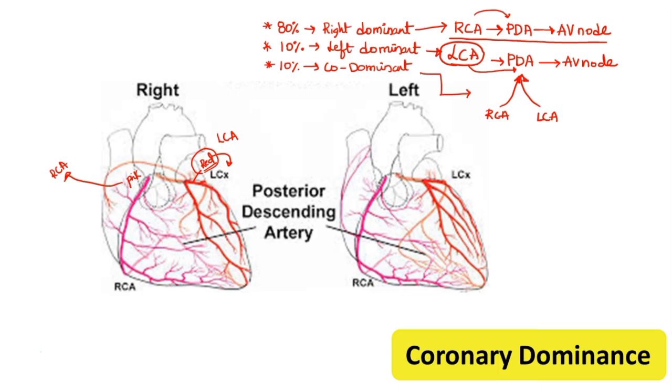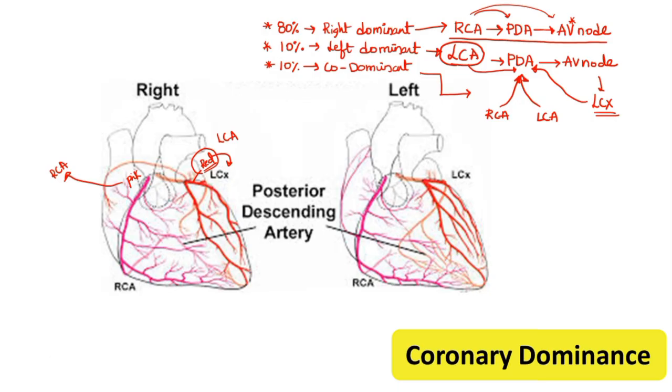Now I'll give you some sentences. If the AV node is getting blood supply from the left circumflex artery, why am I saying LCX? Actually, the branch of the LCA which is giving rise to the PDA is the left circumflex. If in a person the PDA is a branch of LCX, then that person is left dominant. If the AV node is getting blood supply from the right coronary artery, then it is right dominant. Okay, you just have to remember the posterior descending artery: its origin decides whether the heart is right or left dominant.